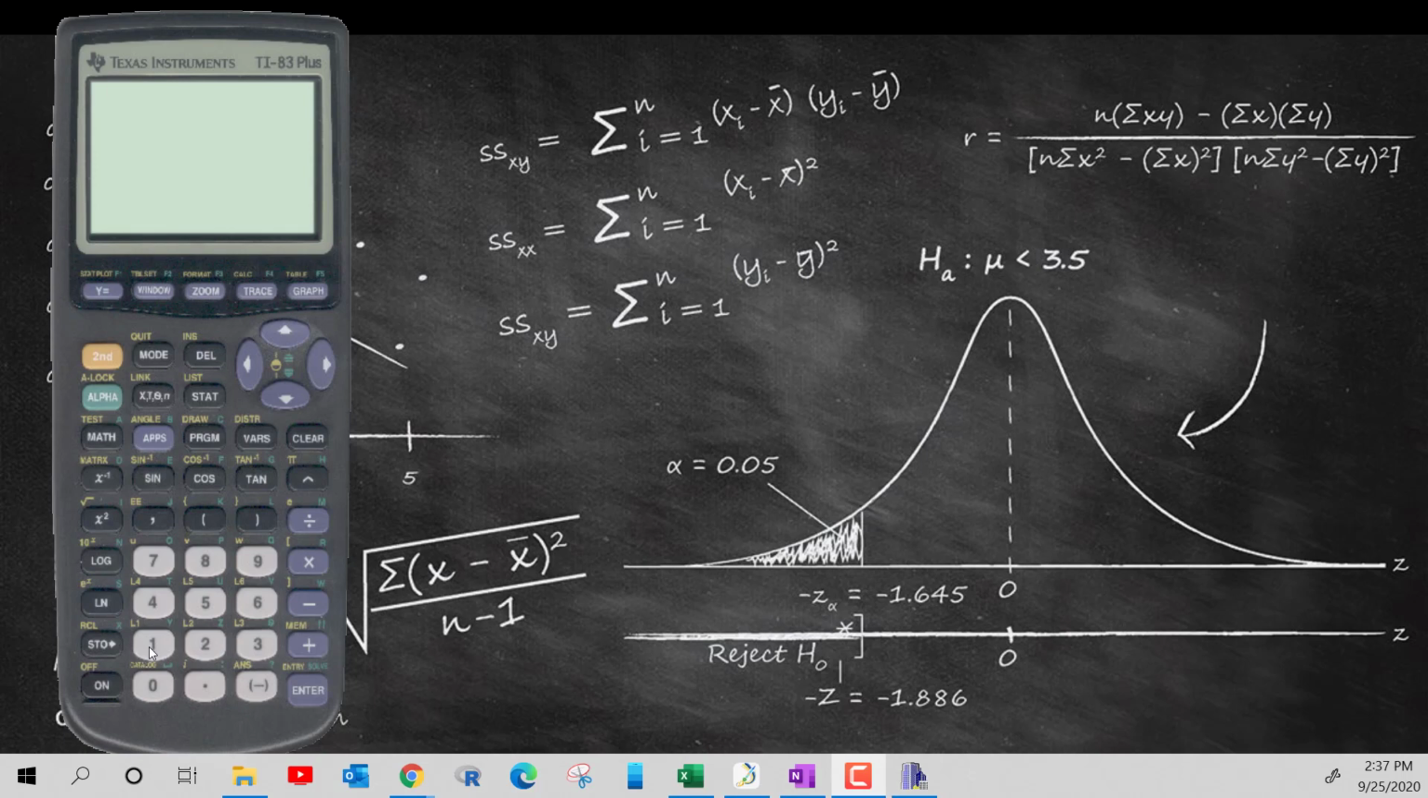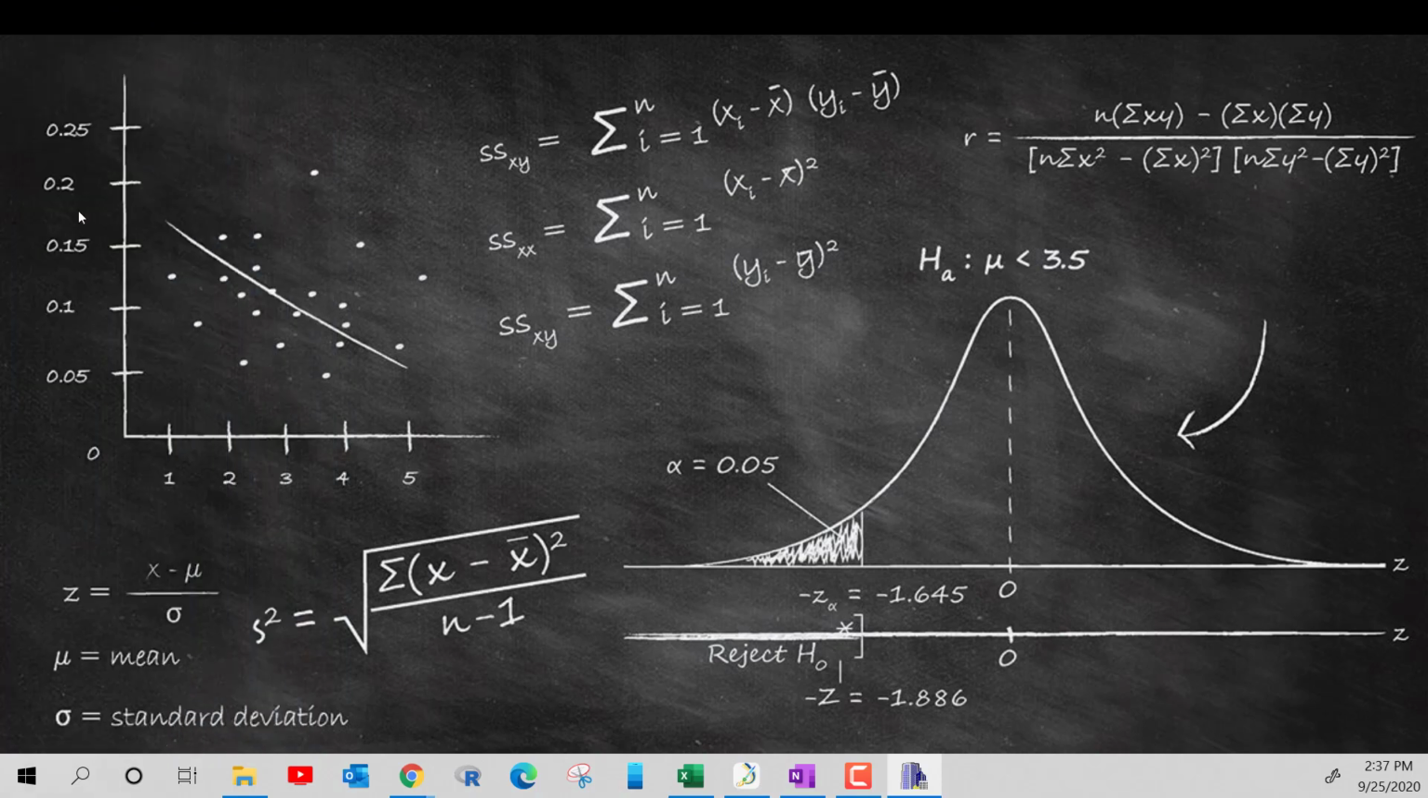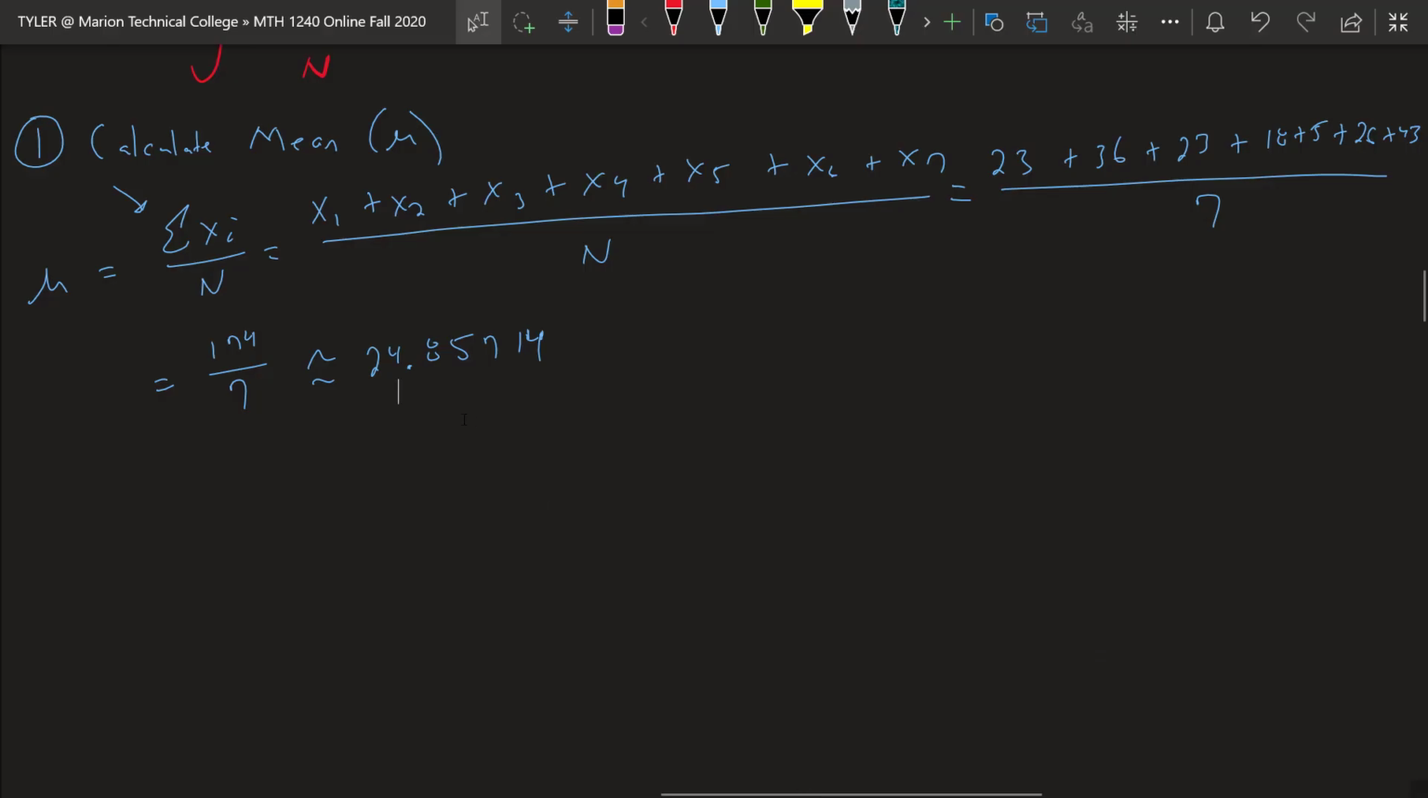So you can see if I take 174 divided by 7, that's what I get in my calculator. I wrote down 85714, so I rounded to 5 decimal places. You can go as accurate as you would like. I recommend when you're doing standard deviation by hand to go out to at least 4 decimal places with the mean, so that'll help you be more accurate. So that's the very first step.